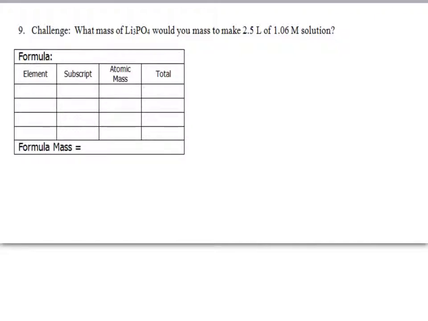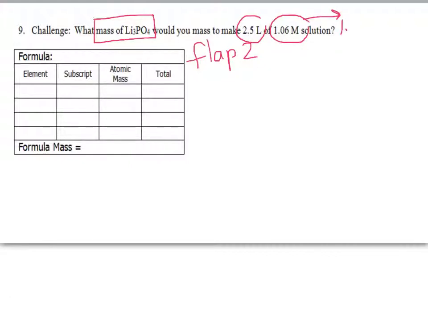And our last problem is number 9. I chose number 9 because in this question they ask for mass instead of molarity. We're given 2.5 liters and we are given 1.06 molar. Since we're not solving for molarity, we're going to use flap 2 if you want to reference your foldable. And I also want you to go ahead and write your 1.06 molar in a different way. You're going to write 1.06 mole equals 1 liter of solution.